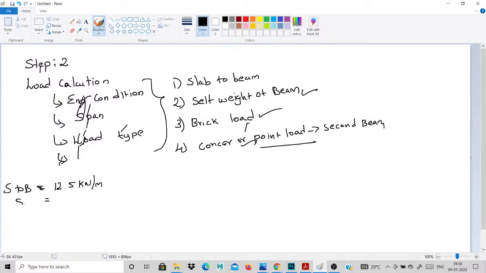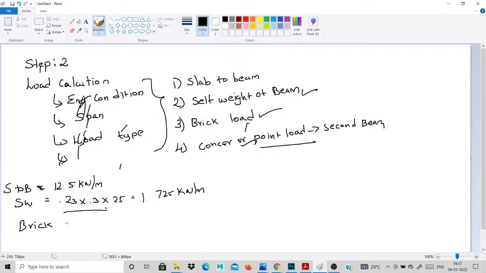The next one is self weight. The self weight is length into breadth into unit weight: 0.23 into 0.3 into 25. I simply calculate my self weight for my beam. This automatically gives 1.725 kilonewton per meter. This is my self weight for my beam. You convert it as a volume and calculate the self weight of the beam. The next load you will calculate is the brick load.